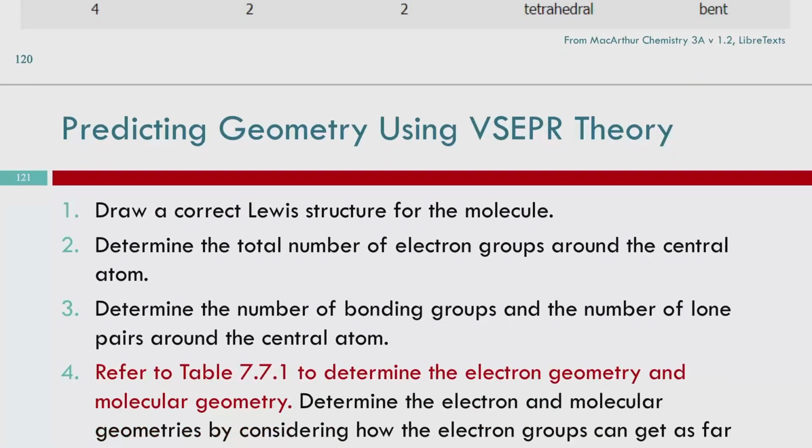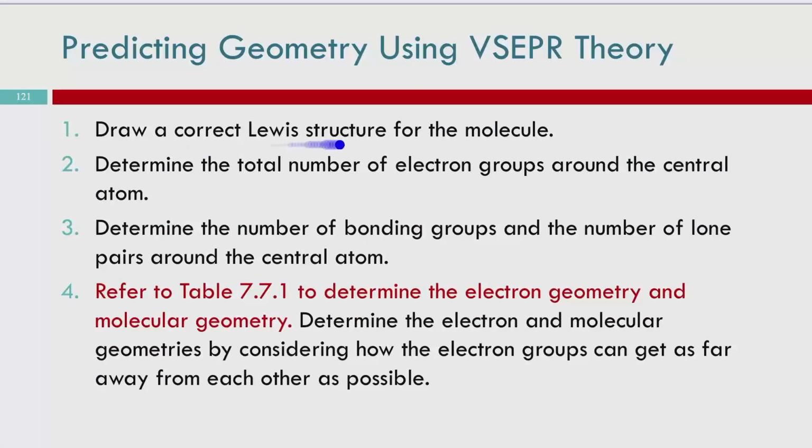So if we want to predict geometry using our valence shell electron pair repulsion theory, our first step, draw the correct Lewis structure. This, within it, has multiple steps. We have to come up with the skeleton. We have to count up all of our valence electrons. We've got to distribute our bonds, distribute the rest of the electrons, do any double or triple bonds. Maybe we also do brackets with a charge. Maybe we do resonance structures.